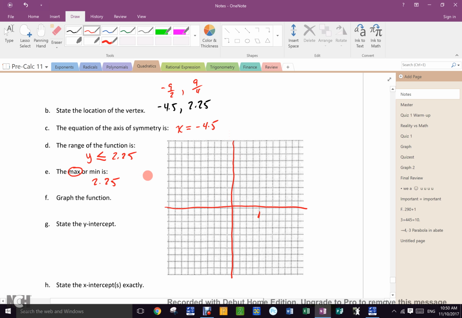Then going upwards, I got to get up to 4.5. I'm not going to get there if I go in quarters, am I? So I'm going to go up in halves. 1, 2, 3, 4. There's 4.5. So I would go out to 1, 1, 2, 3, 4, 1. There's 2.25. There's 4.5. But again, I don't really care how you graph it as long as you show me that you've graphed it.